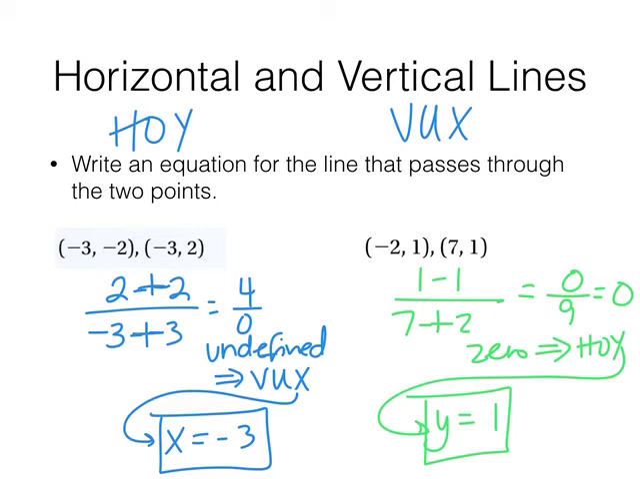For the horizontal, I got the slope of 0. I know that's the same y value. It's y equals 1 because it's a y equals equation. Y equals 1.